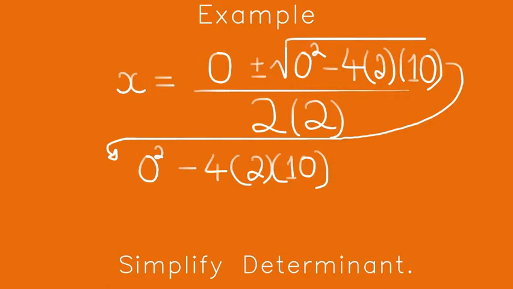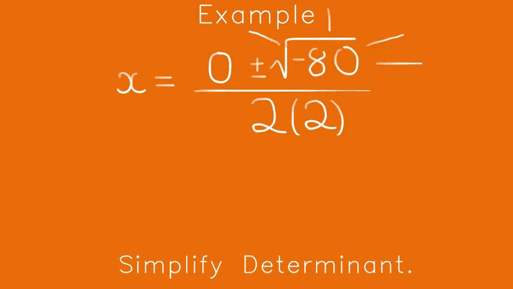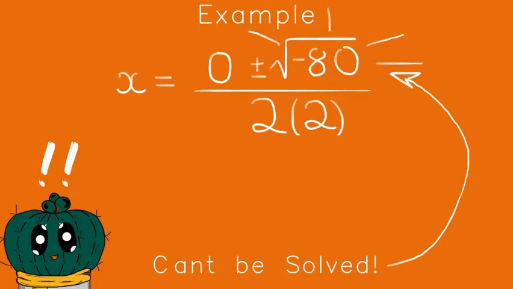So 0 squared, negative 4 times 2 times 10. So 0 squared again is 0, and 2 times 10 is equal to 20. So negative 4 times 20 is equal to negative 80. Okay, so again, we have a problem over here. We know that the square root of 4 is 2, right? But what is the square root of negative 4? Again, this cannot be solved.